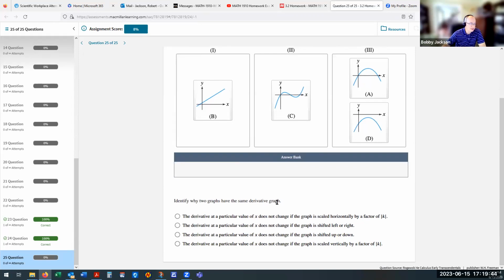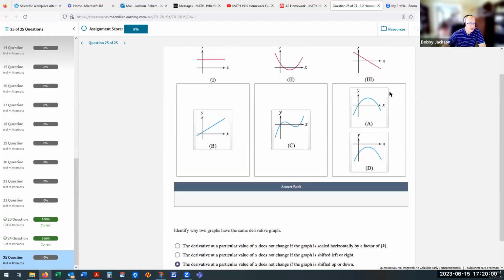There's one other question, and we already kind of mentioned it. Why do two graphs have the same derivative? Well, these two have the same derivative because the value of the derivative at a particular value of x does not change if the graph is shifted up or down, right? Shifting it left or right, that's going to change things, right? If I shift this left or right, that's going to shift the graph of the derivative left or right.